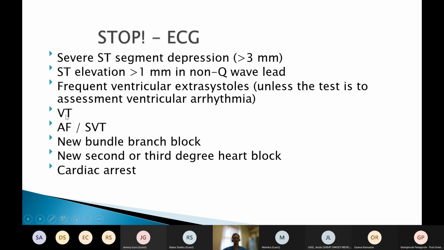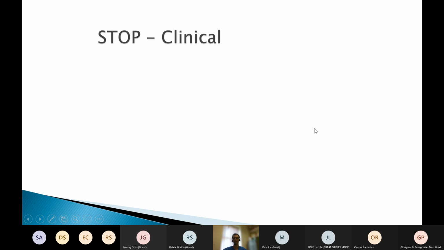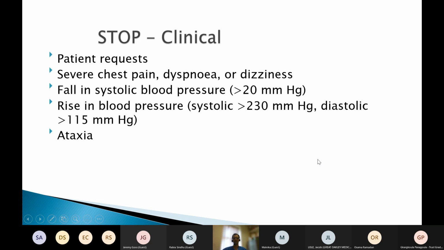Atrial fibrillation or supraventricular tachycardias, if they develop during the test, that's probably a reason to stop. New bundle branch block might be a sign of ischemia, makes it very hard to interpret, so I would stop at that point, and certainly if there's heart block or cardiac arrest. So fairly obvious reasons. The one that you need to really look out for is ST elevation, because you can easily miss that during an exercise test. And also, if the patient requests it, or they're getting severe chest pain, or their blood pressure's dropping, or they're too hypertensive, then stop. These are the criteria we use.